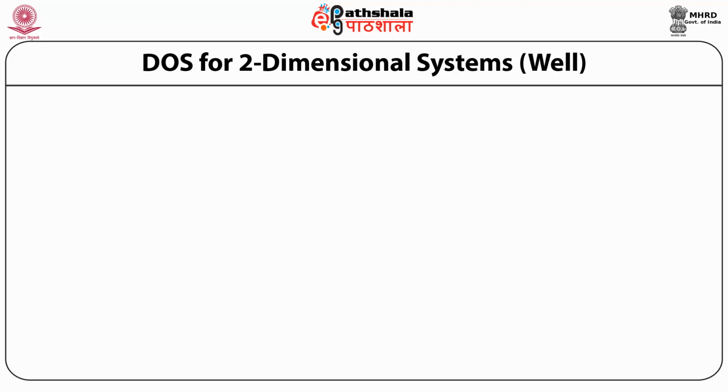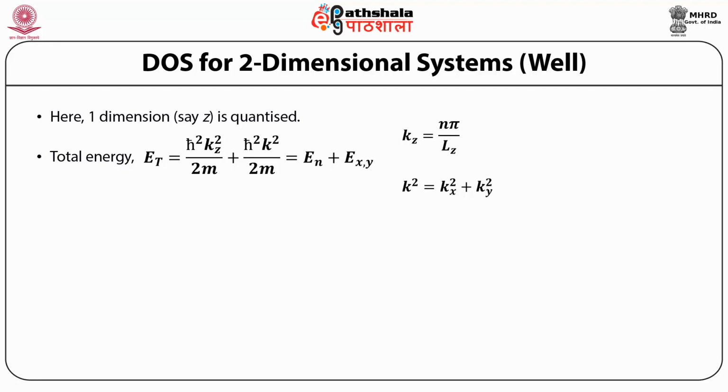Now students, let us discuss the density of states in 2 dimensions, that is for the well. Here we have 1D that is quantized. So let us assume it is the z direction. The total energy of this system is the sum of the energy along the quantized direction plus the energy along the other 2 free directions. It is expressed as Et is equal to h cut square kz square by 2m plus h cut square k square by 2m, which is equal to En plus Exy, where kz is equal to n pi by Lz and k square is equal to kx square plus ky square.